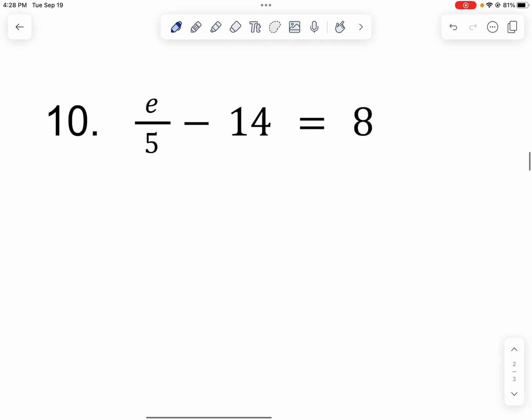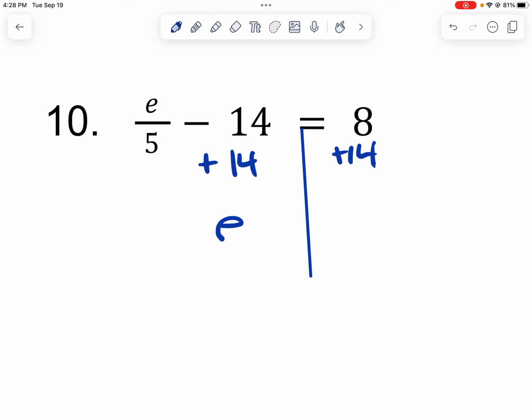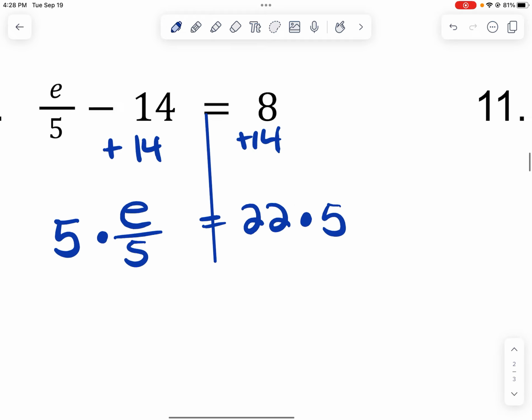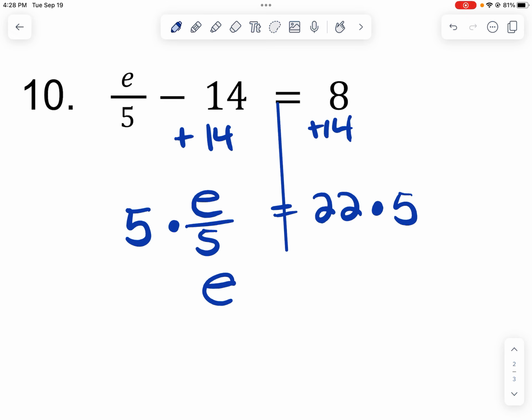The next one, I would, keep forgetting, add 14 to both sides. I get e over 5 equals 22. I would multiply both sides by 5 to get rid of that denominator. And I would have e equals 110.